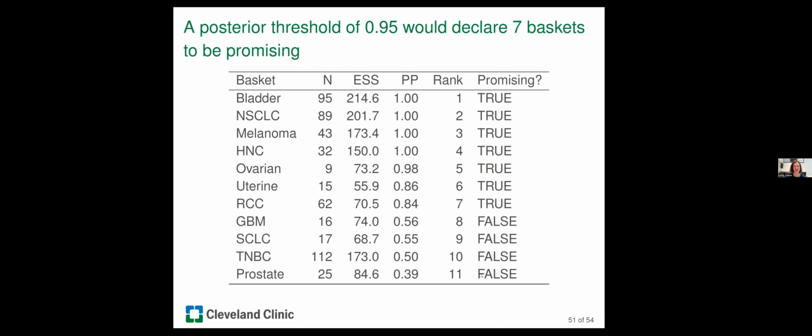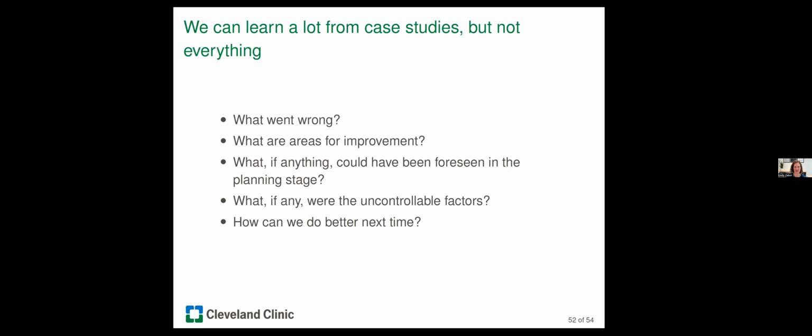And one of the things that's also of interest to note here from the multi-source exchangeability model is these effective sample sizes, which with our information sharing are much higher than the actual sample sizes due to the smoothing across these exchangeable baskets. So for example, you can see, whereas the ovarian basket only actually enrolled 9 patients, it has an effective sample size of 73. And so this is a really powerful approach to basket study design.